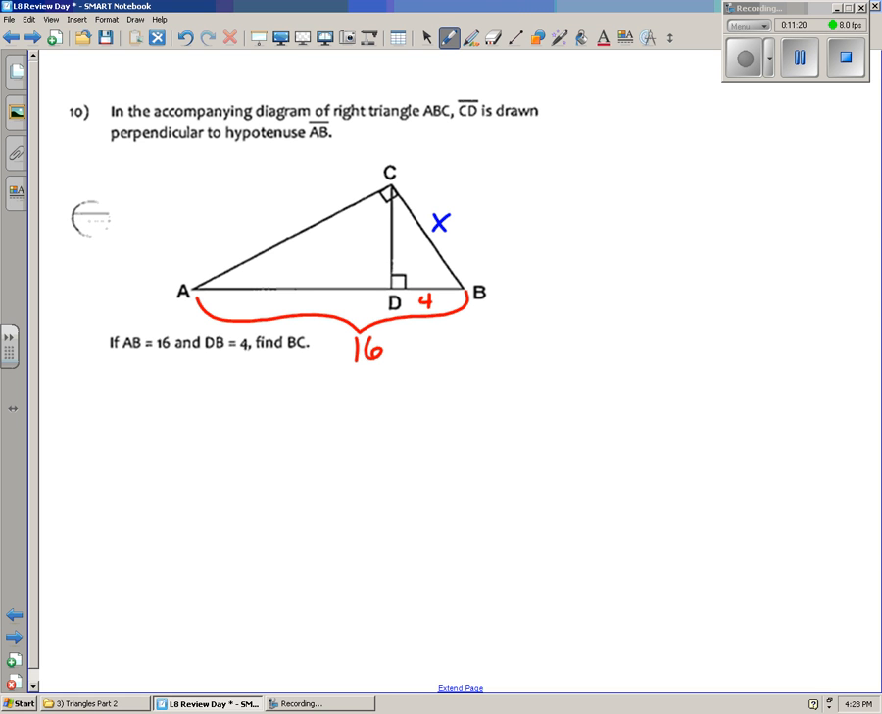Secondly, the key is to identify the parts that we have. 16 is the hypotenuse, 4 is a projection, and x is a leg. So this is a pretty basic HELP question. So we can fill this out.